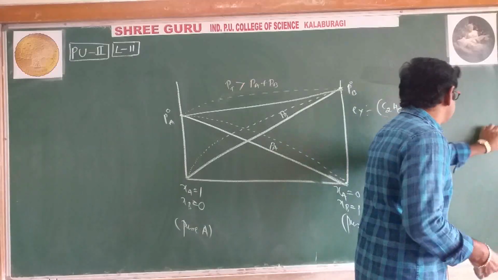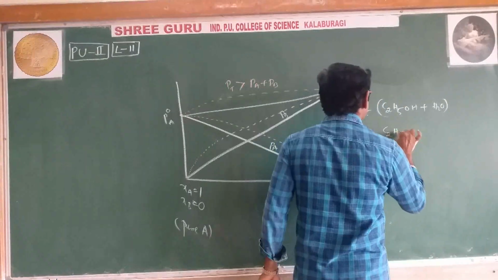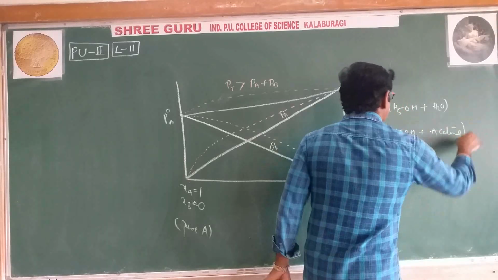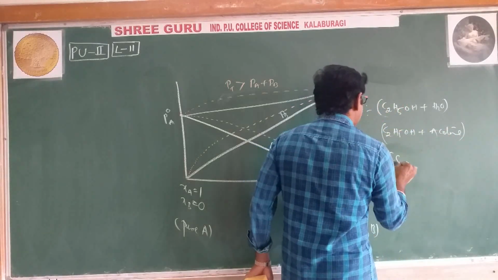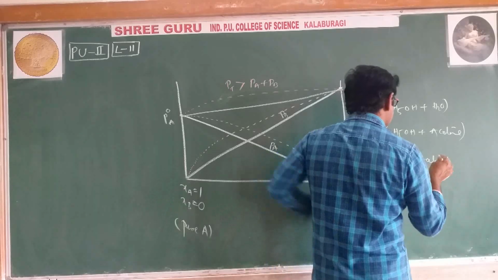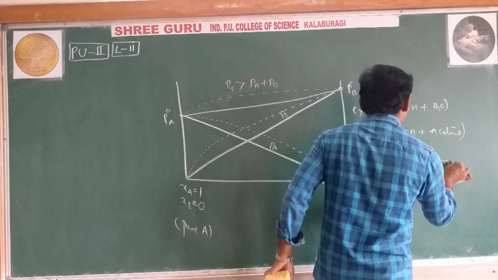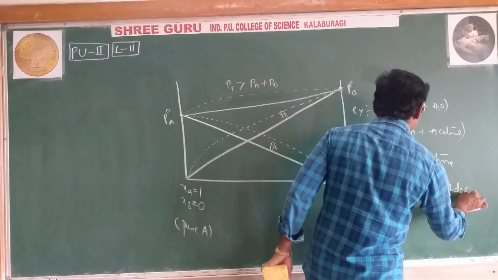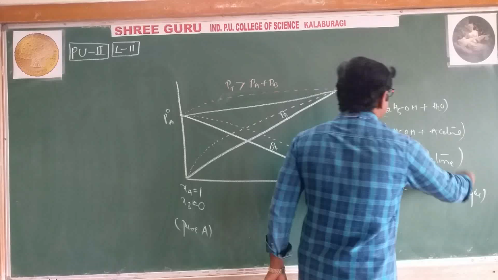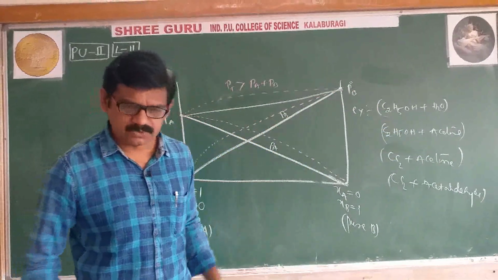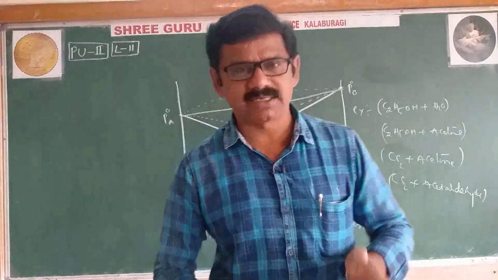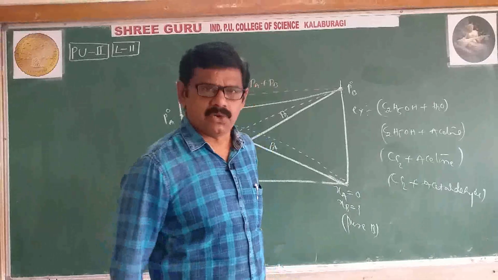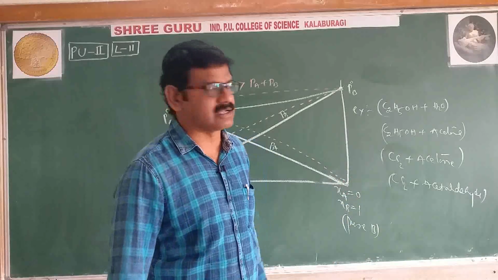Next, some more examples we can take, like ethyl alcohol and acetone, carbon disulfide and acetone, and carbon disulfide and acetaldehyde. These are the examples for positive deviation. You people compulsorily have to learn all the examples by heart. Some more examples are given in our notes. Just refer to them and please learn all the examples by heart.